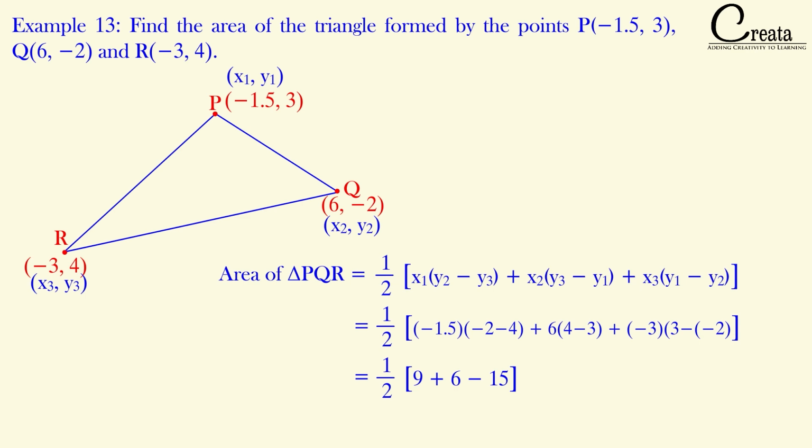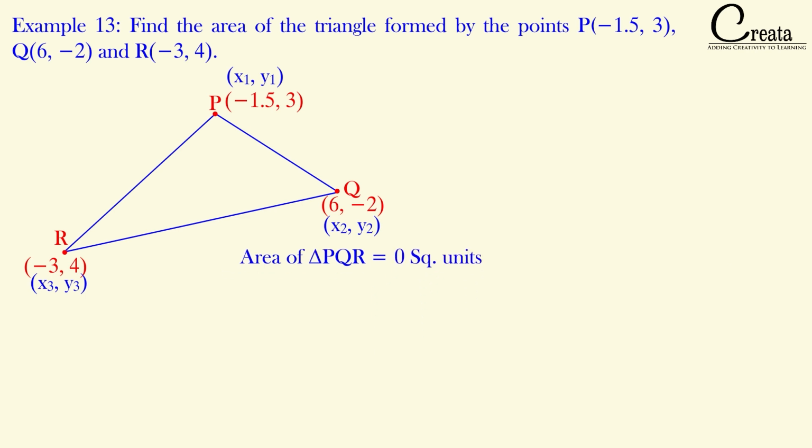On solving, we got the area of the triangle as 0. What? We got the area of the triangle as 0? Is it possible to have the area of the triangle as 0? What should we do? In the previous question we got the area of the triangle as negative, and there we took only the numerical value. Here, what will we do? Here the area is 0. It is acceptable.